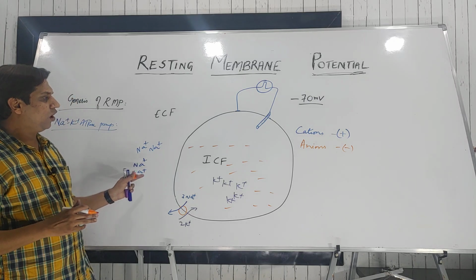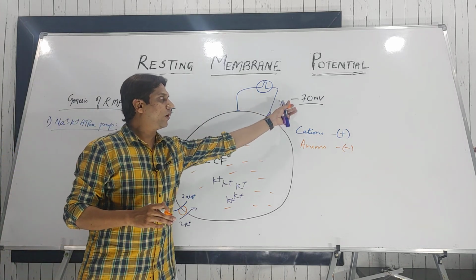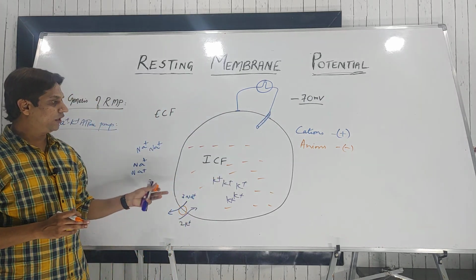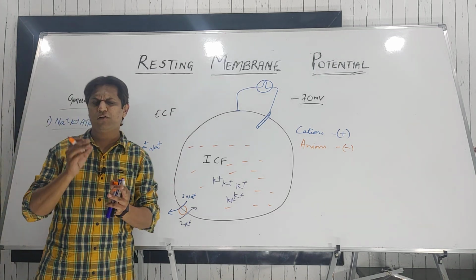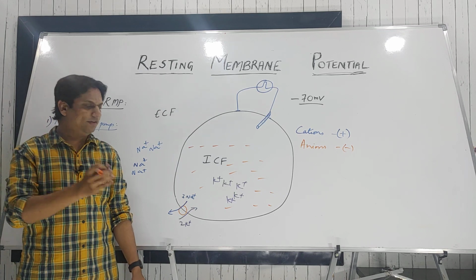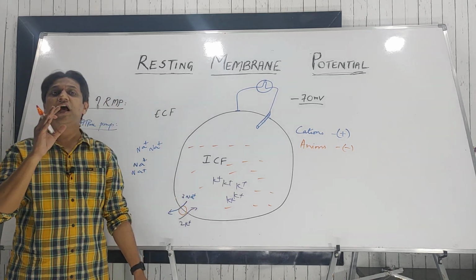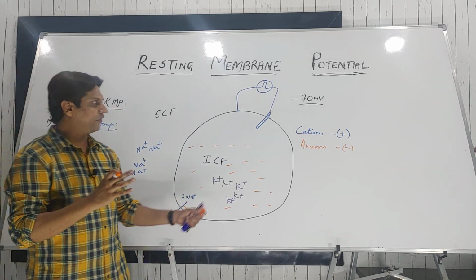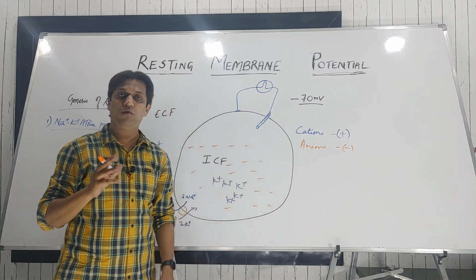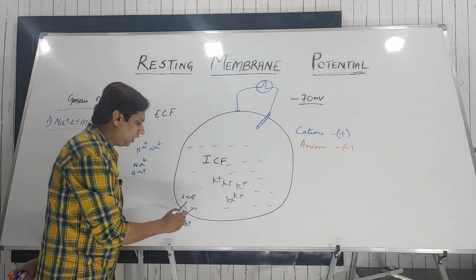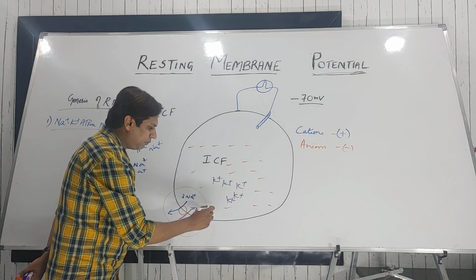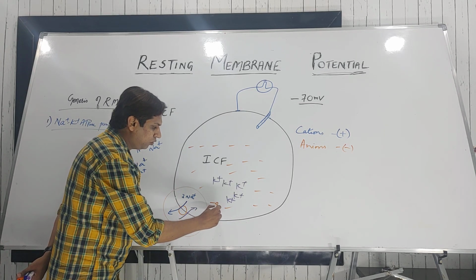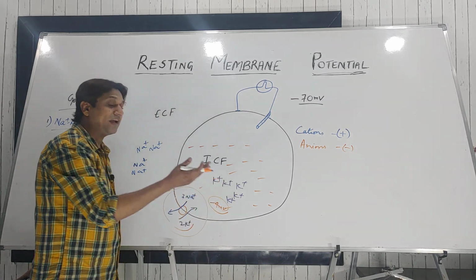This is one of the reasons for the negative resting membrane potential, but it is not the main factor. Remember, the sodium potassium pump will generate a negativity inside the cell, but it has a very minute role. If I consider minus 70 millivolt as a neuron's resting membrane potential, then out of that minus 70, the sodium potassium pump will contribute only around minus 4 to minus 5 millivolt.